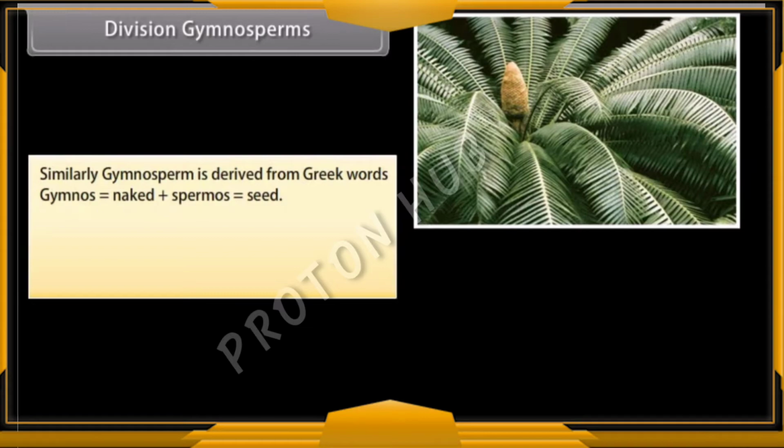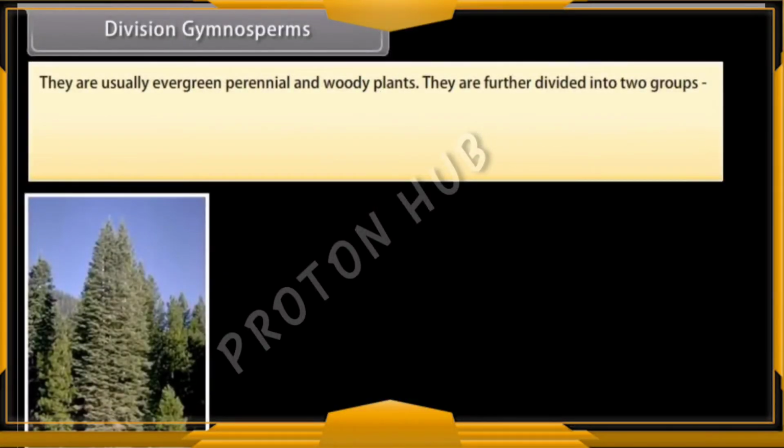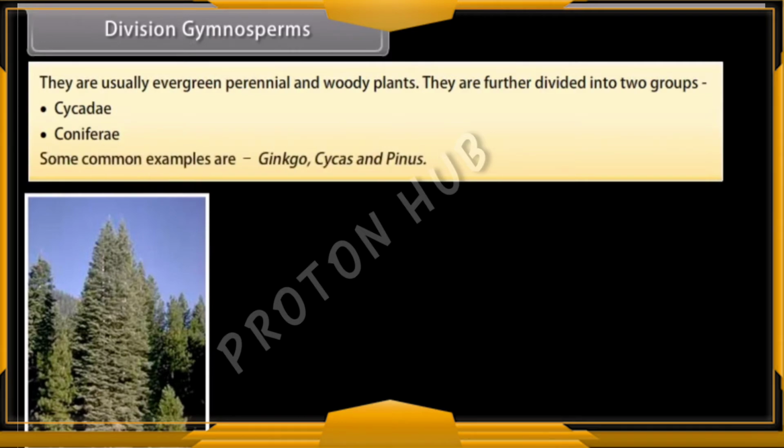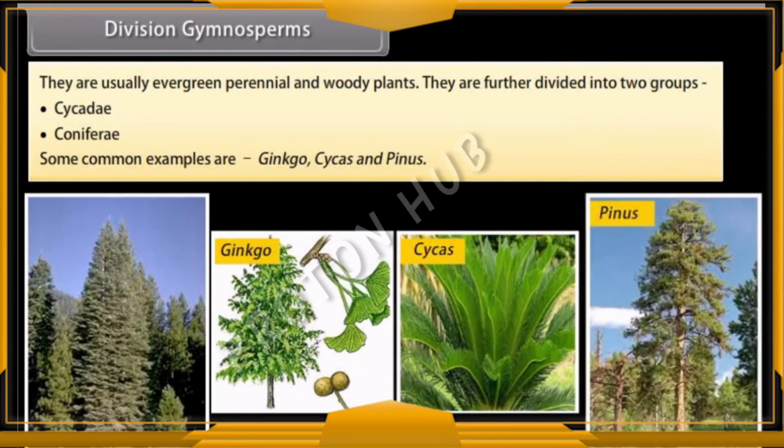Division Gymnosperms. Similarly, Gymnosperm is derived from the Greek words gymnos, which means naked, plus spermos, which means seed. Gymnosperms are the most primitive plants and their seeds are simple and naked, that is, seeds are not enclosed inside a fruit. They are usually evergreen perennial and woody plants. They are further divided into two groups: Cycadales and Coniferae. Some common examples are ginkgo, cycas, and pinus.